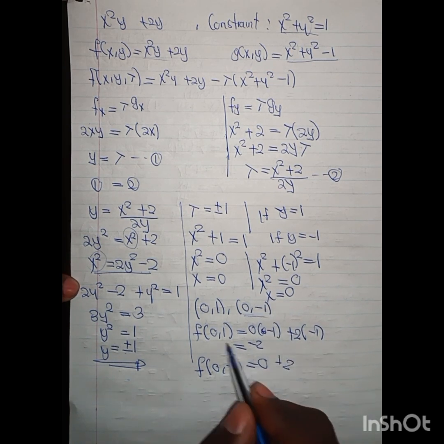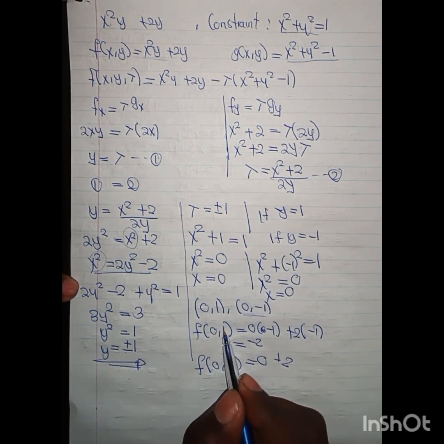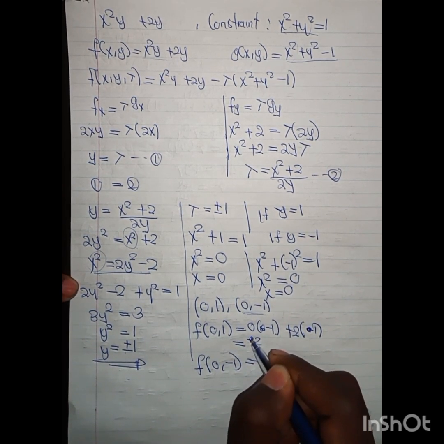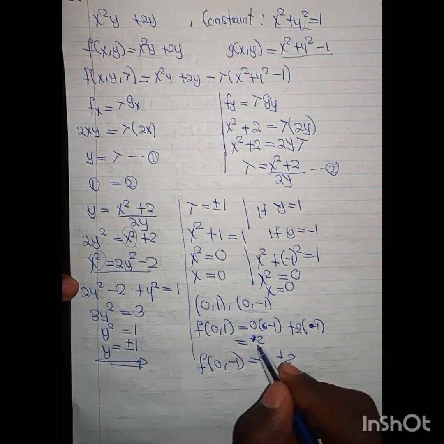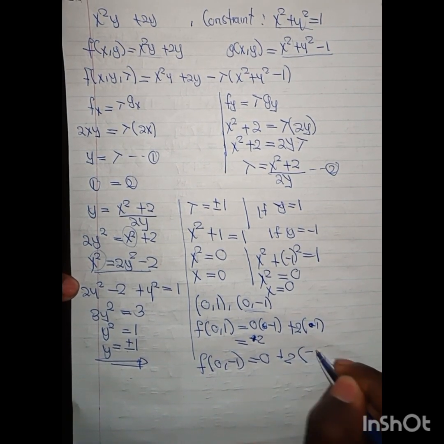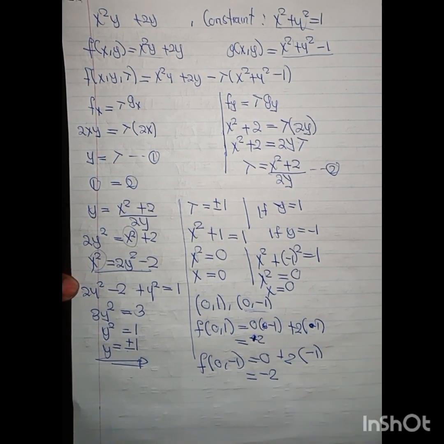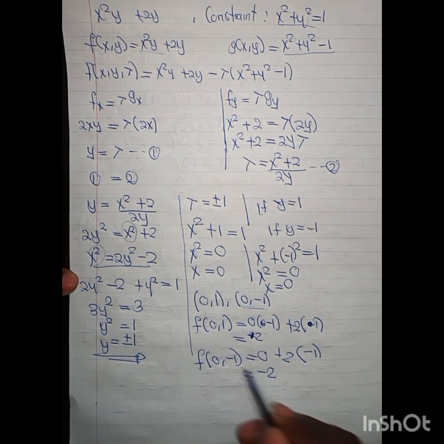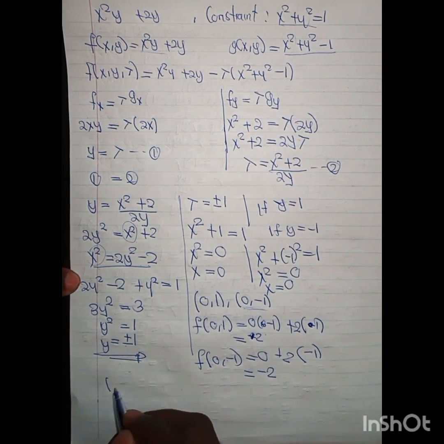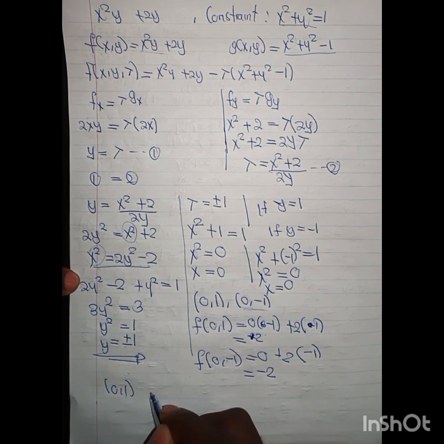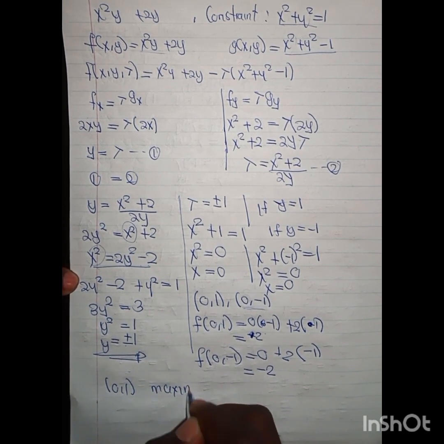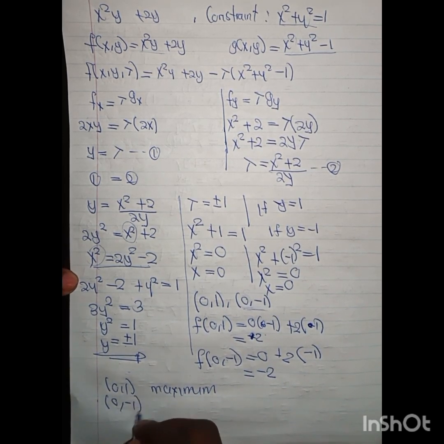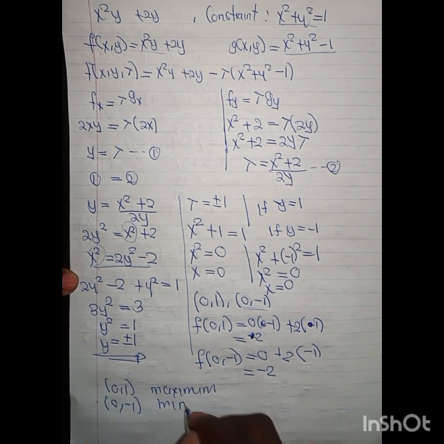Actually, for the first one, x is 0 and y is supposed to be positive. So the value of f when x is 0 and y is positive gives a positive answer, and this one will give me a negative 2. So we can clearly see that this point gives us a positive answer and this point gives us a negative answer. It means 0 and 1 is a maximum and 0 and minus 1 is a minimum point.